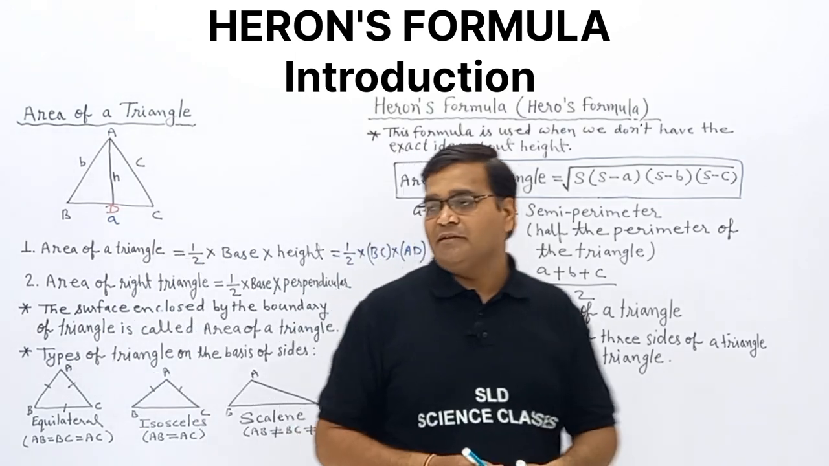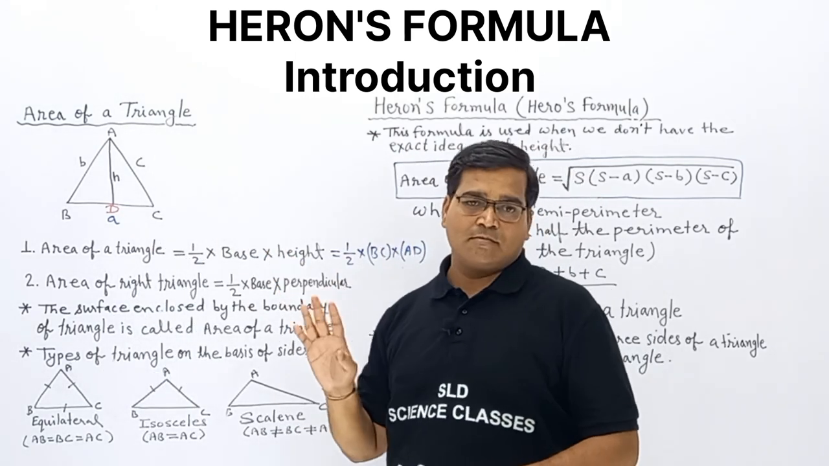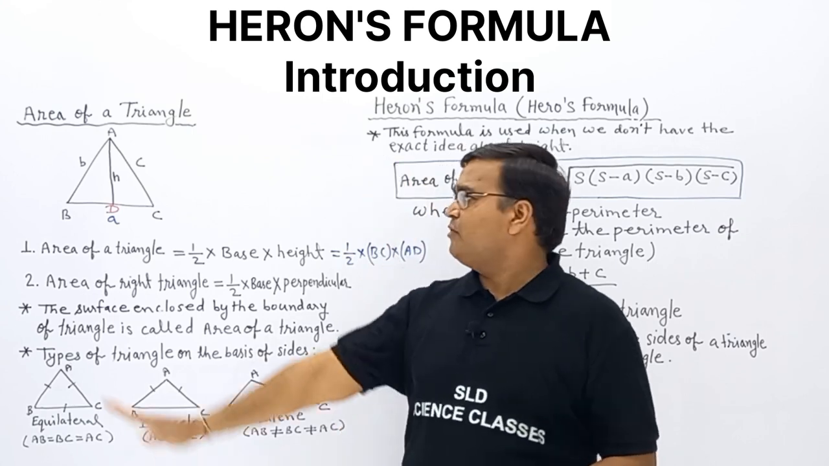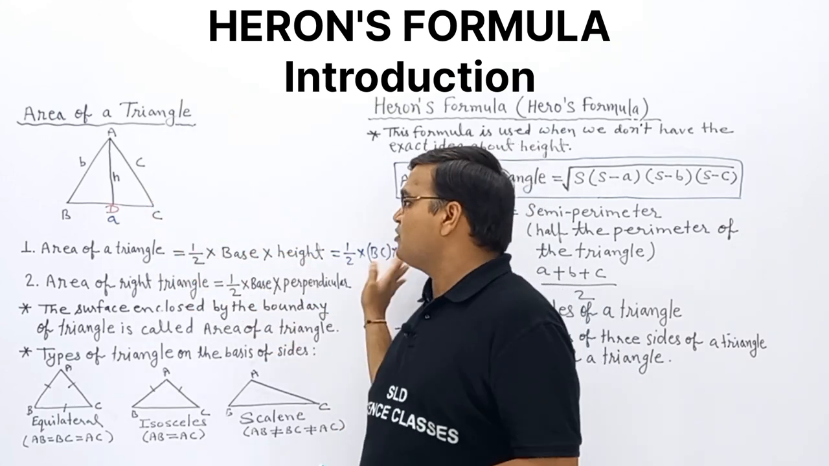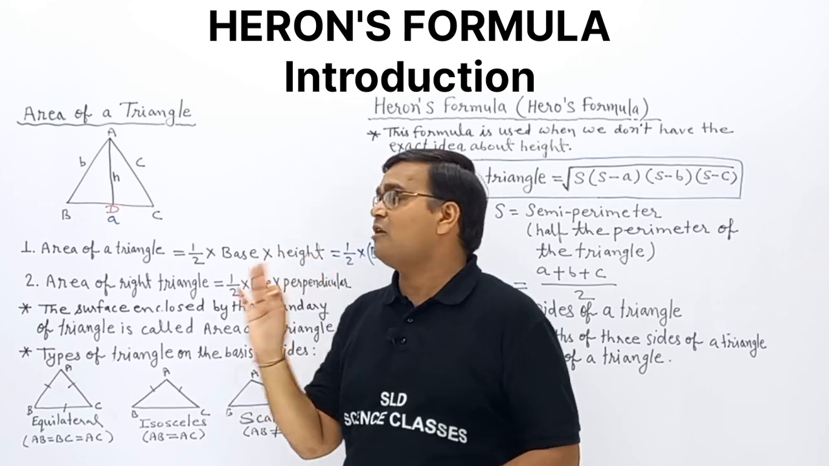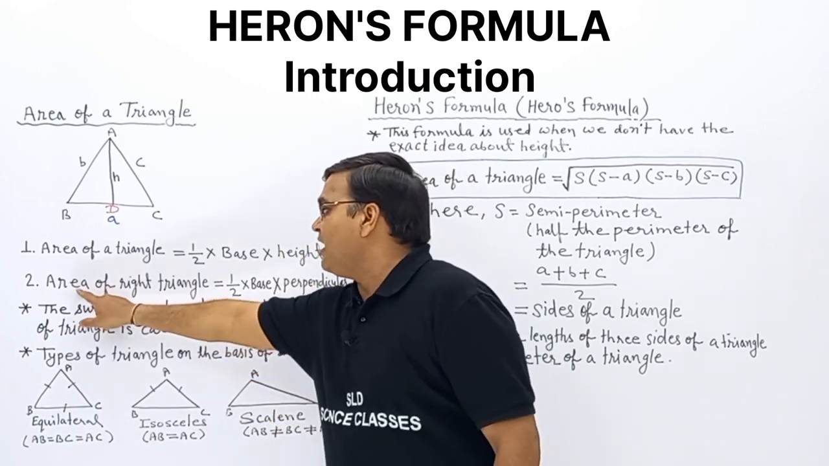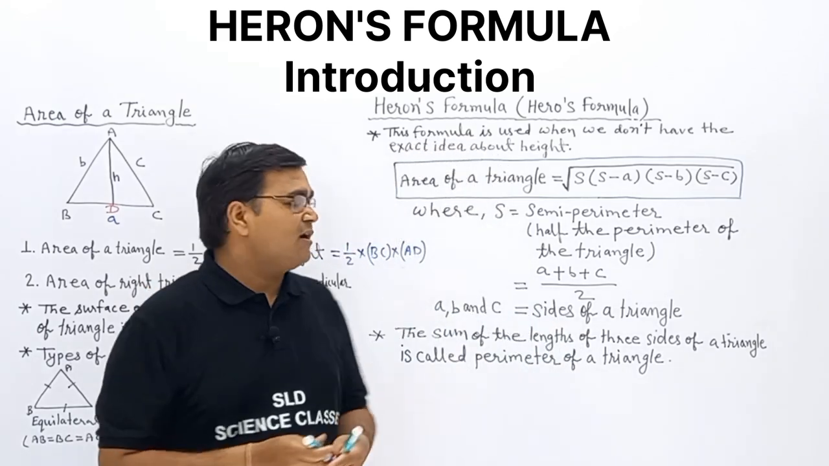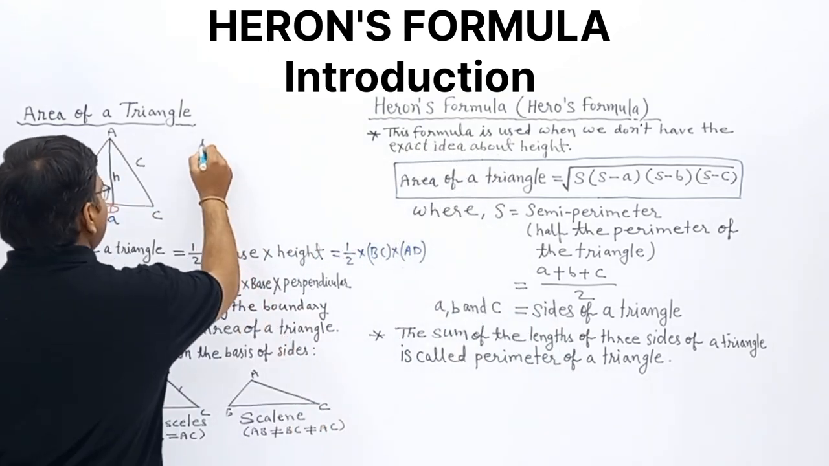Once we are having a triangle like this, and in the question we are having the height, then we will draw the diagram like this and we can easily find the area of the triangle. But we want the area of a right triangle. We are having a right triangle like this.